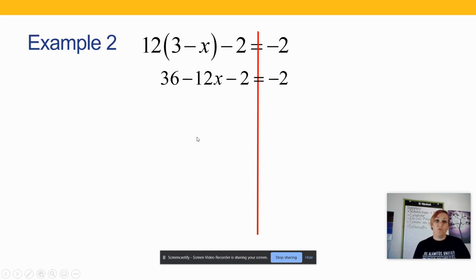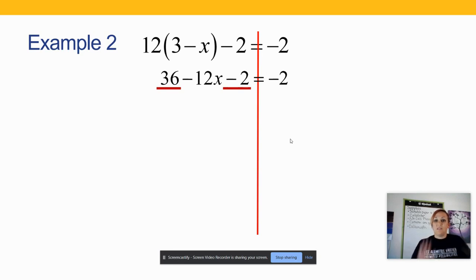On our previous example, we learned that if you have like terms that are on the same side of that red bar, you can combine them together. So when I'm looking at the left side of this equation, I notice that there are 3 terms: 36, negative 12x, and negative 2. Anytime you have more than 2 terms, some of them are going to be like terms, because we only really have 2 types of terms. We have the letter x and we have a constant. So some of them have to be similar. In this problem, the 36 and the negative 2 are like terms. They are both constants.